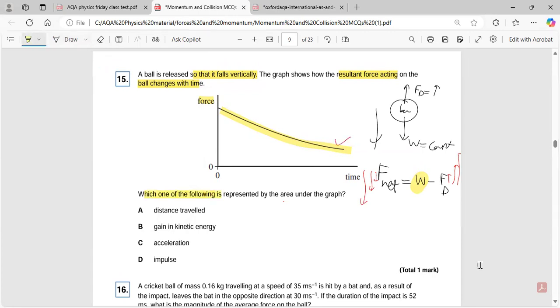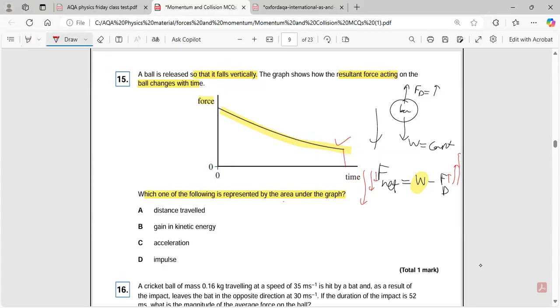Now they are asking which one of the following is represented by the area under the graph. Well, that's easy. Area under the graph, and this is a force-time graph. So we know it is change in momentum or impulse, because both are the same thing. So not distance, kinetic energy, or acceleration, it is impulse.